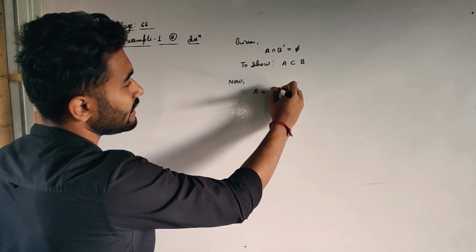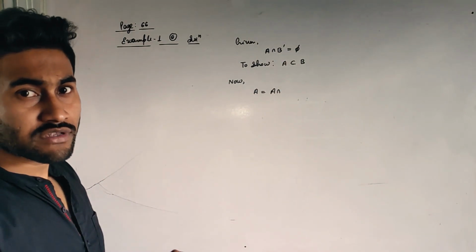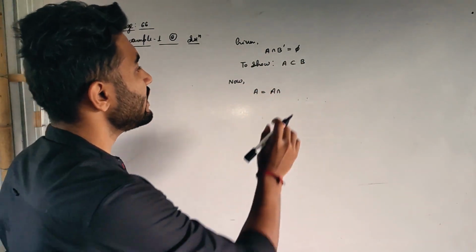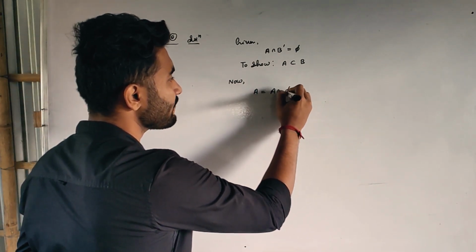Intersection is there, so use intersection. In the last question, in the exercise question, union was there. We have used union. Here intersection is there. Use intersection. Then write something here so that the equation is balanced. Can I write here empty set?